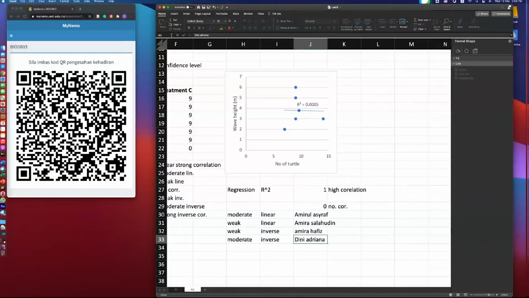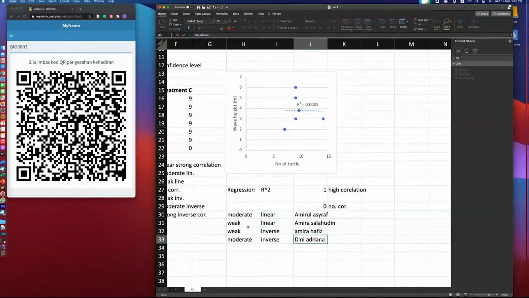Okay, I repeat. Untuk kita tengok correlation between the two factors, besides using correlation, you also could use regression. So what it means here is when you do the regression, the number that comes out for your regression is between 0 and 1. Okay, 0 and 1. So what does it mean?